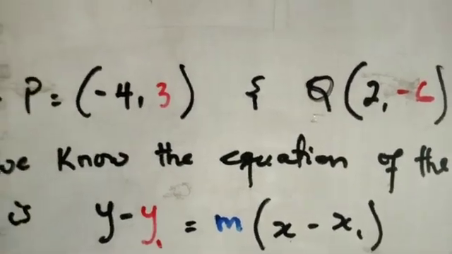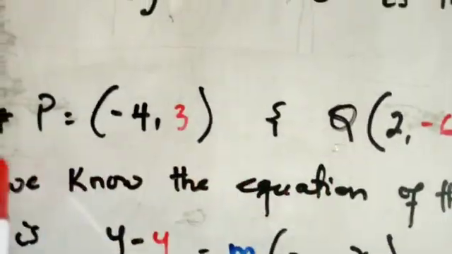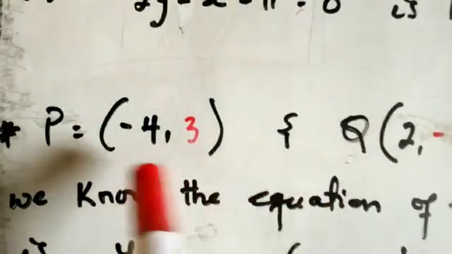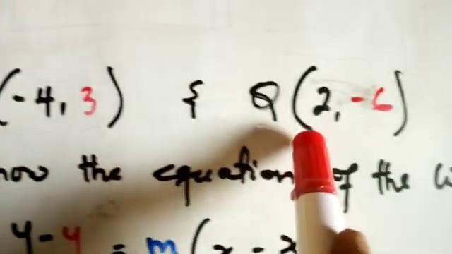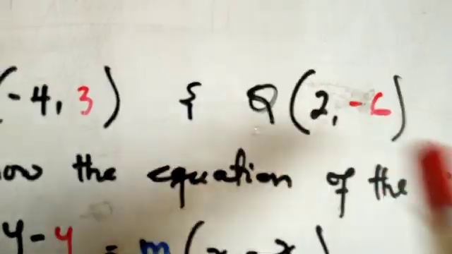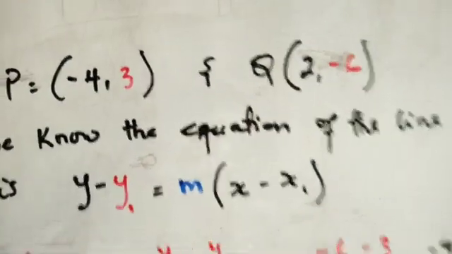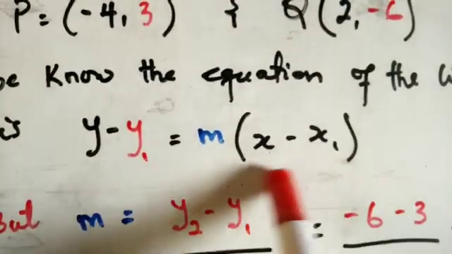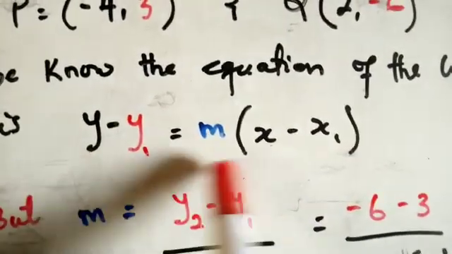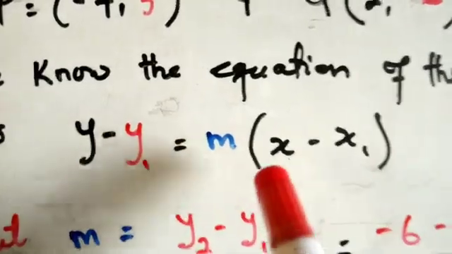From the second question, we are given two different points. You have P and Q. P is (-4, 3) and Q is (2, -6). They say you should find the equation of the line. Now we know that this is what we call the equation of the line.